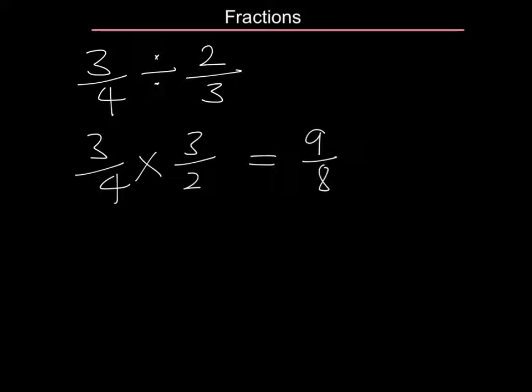I could actually change it into a mixed number as well if I wanted to. So 9 divided by 8 goes 1 time and 1 remainder. So 9/8 is a good answer, and so is 1 1/8. They both mean the same amount of stuff.